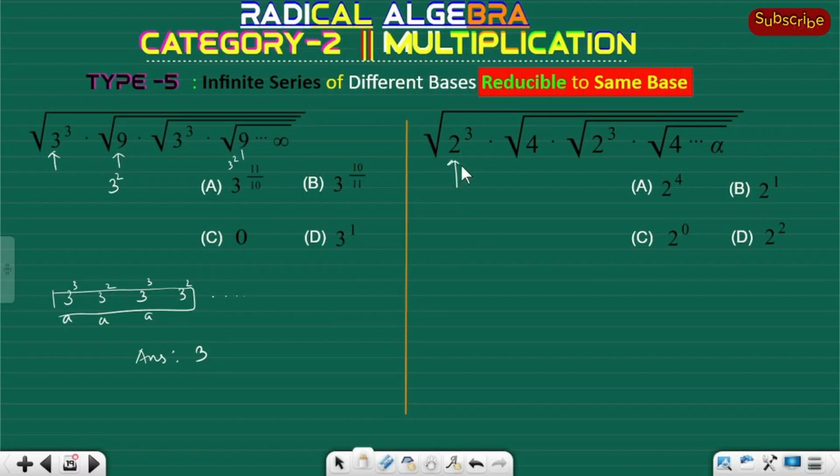Here also, see 2 cube, and this 4 can be reduced to 2 square, right? 2 square, 2 cube, 2 square, same base, so the answer is 2. Here 2 is this 1. What about this here? 3, right? 3 to the power 1.